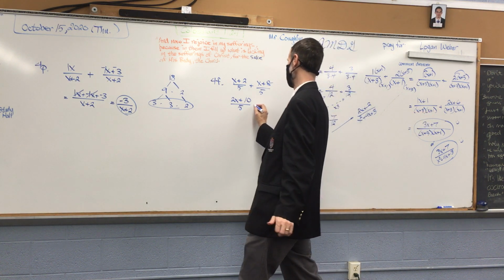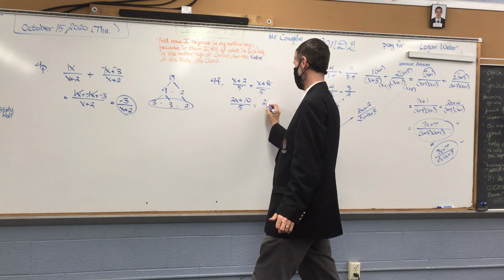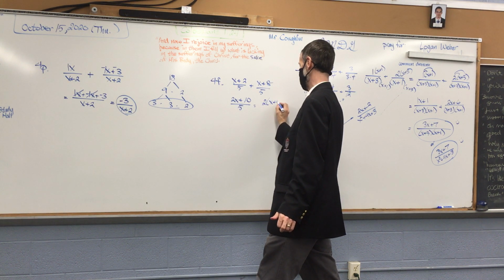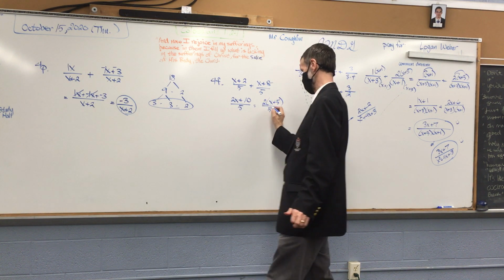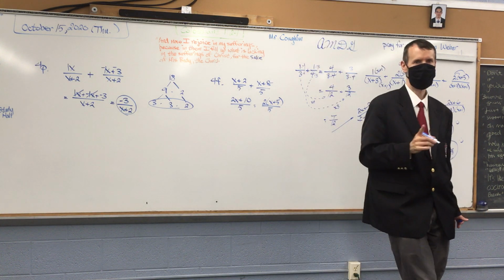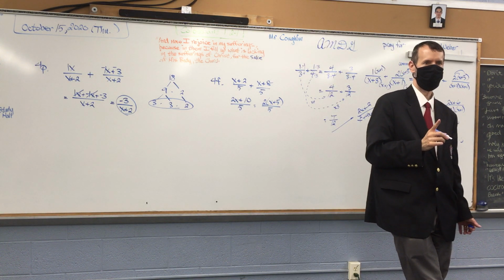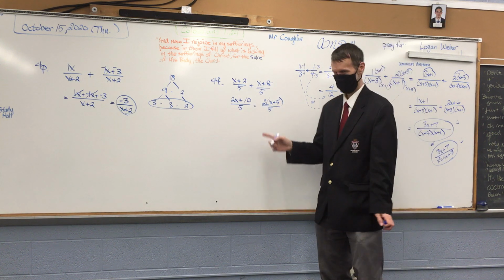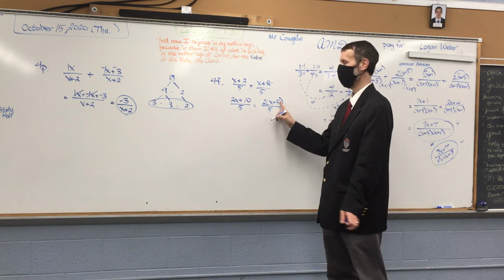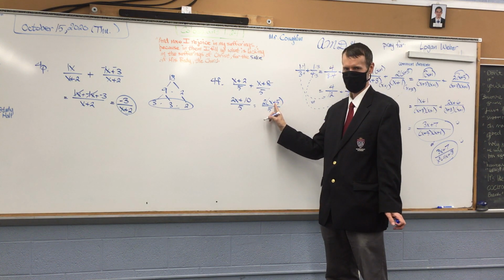There's a GCF of what? 2. What's left behind? X plus 5 over 5. Question, does anything reduce? Can I reduce the 5 and the 5? No, the top 5 is trapped. It has a plus sign next to it.